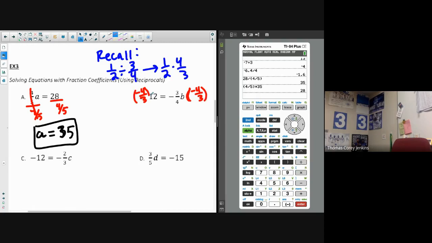I like to think of it this way, probably just because that's the way I was taught, but you can kind of do your own thing there. So that's going to give me 1B on the right side, so I'm going to go ahead and write B. That's the easy part. And then I'm going to use my calculator on the other side. So 12 times -4/3 is going to be -16.